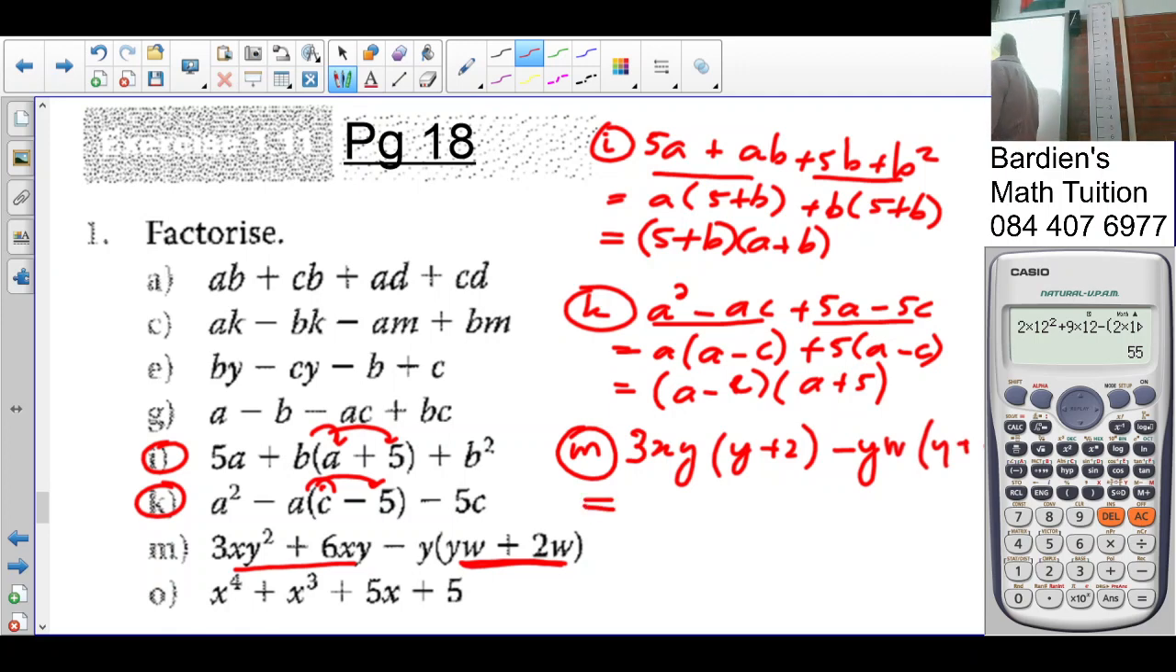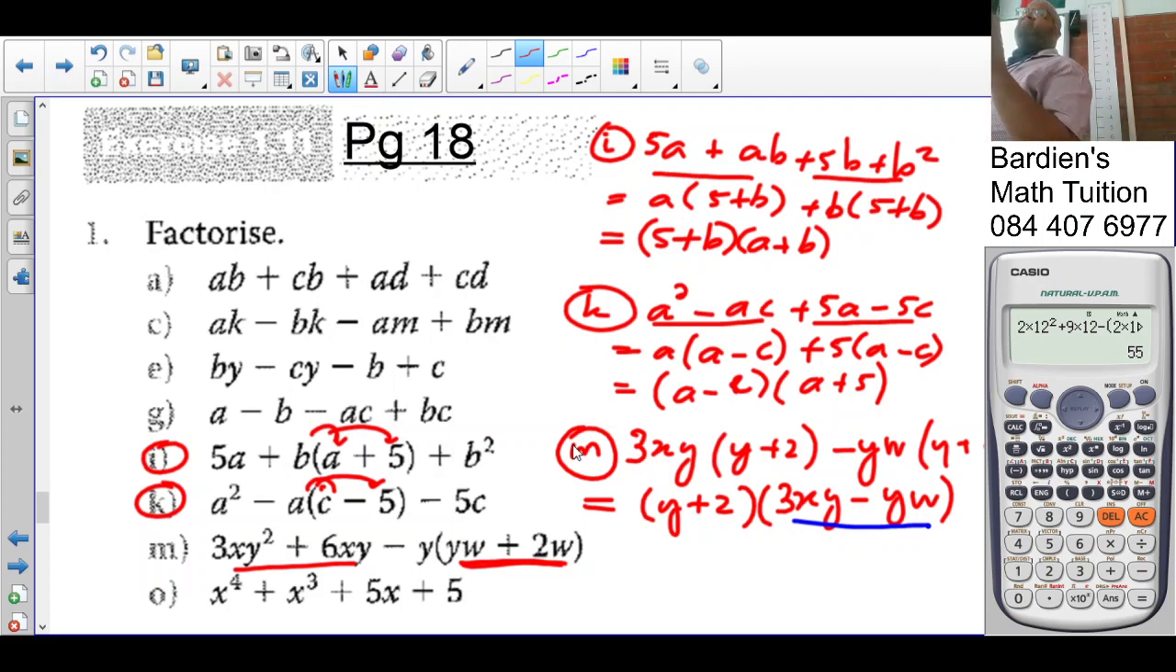So what is now common? Y plus 2, the common bracket there. Then I'm left with 3xy minus yw. So what do you notice now? There's a y as a common factor. Remember, we need to factorize completely, so we can't leave the second bracket like this. Otherwise you're going to lose a mark.